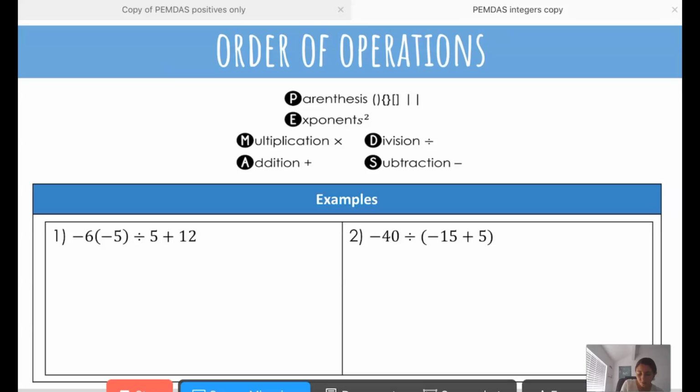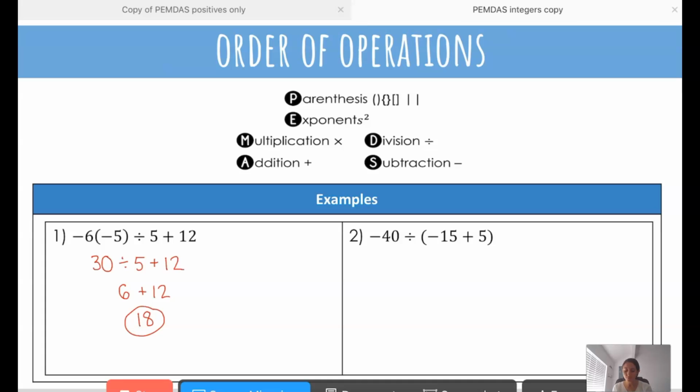-6 times -5, a negative times a negative is positive, and 6 times 5 is 30. Then we're going to bring down everything we haven't done yet. Now we have 30 divided by 5 plus 12. So now we can divide. 30 divided by 5 is 6. Bring down the plus 12. And if we add, 6 plus 12 is 18. All right, so same thing as order of operations with positive numbers. Now we just have to use our integer rules to help us simplify.